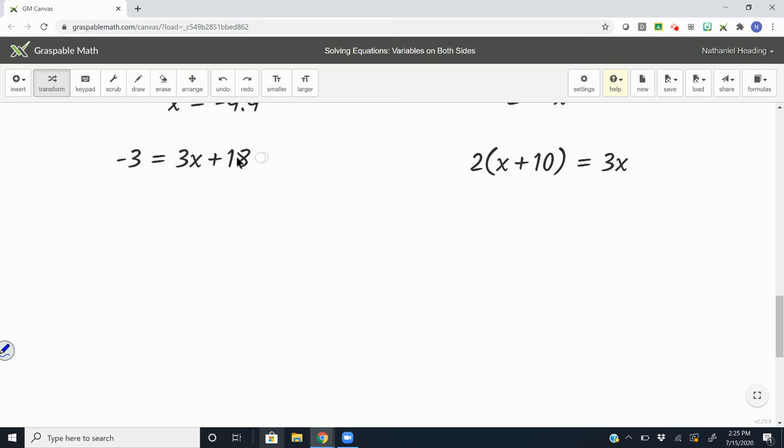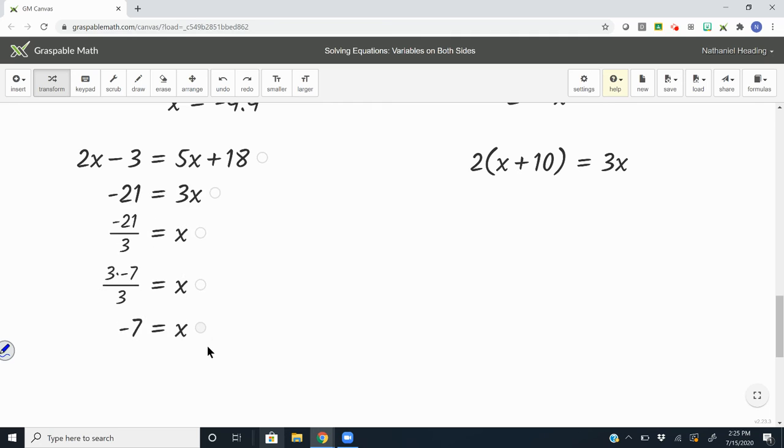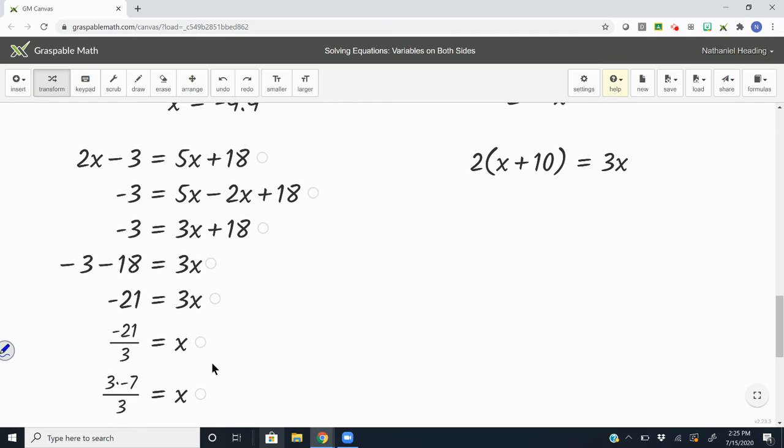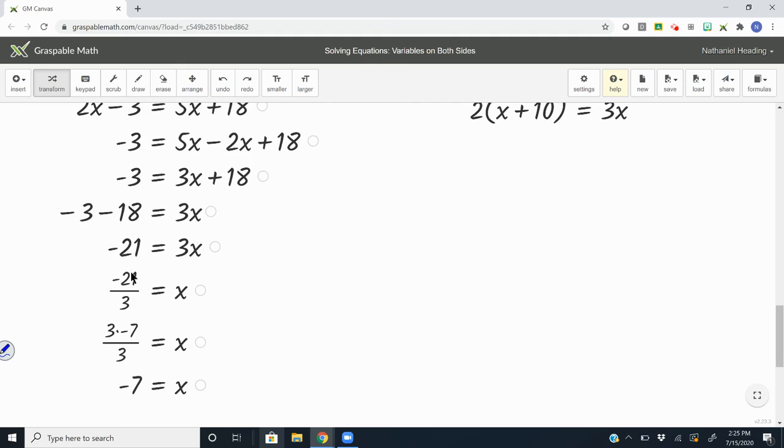Then I need to go ahead and move this 18. Gotta get rid of this plus. So I'm going to subtract from both sides and get negative 21. And then get rid of this 3. So to undo multiplication, we do division. And I get x equals negative 7. Now let's show my work here. So bring it down. I can see moving, combining my terms, all of that.